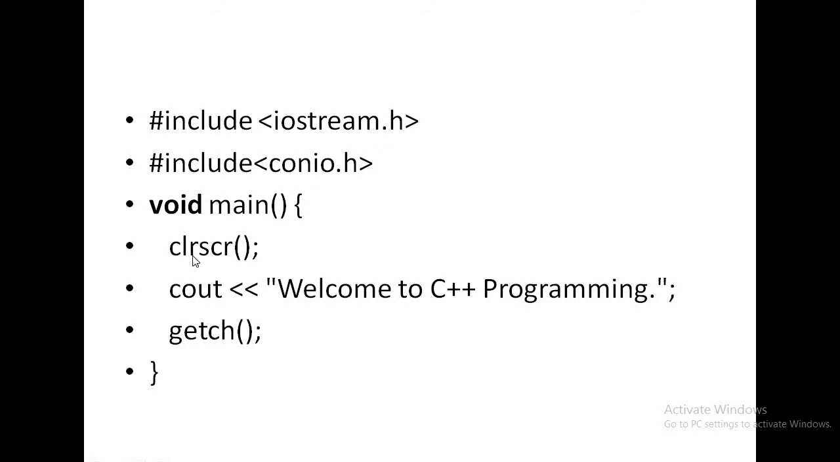So what is the meaning of clrscr? Clear the screen. Whenever you see the output on your screen, the screen must be cleared. And getch means that without pressing Alt plus F5, you can see the output.